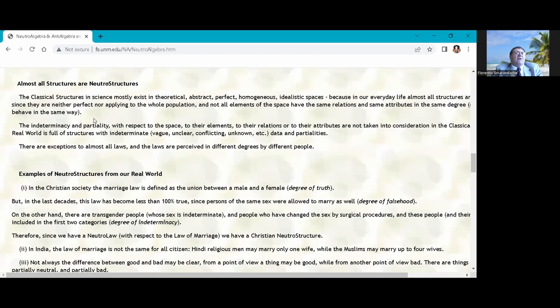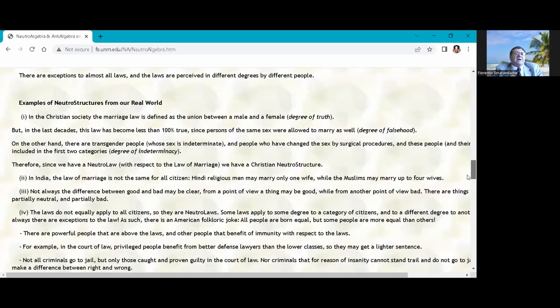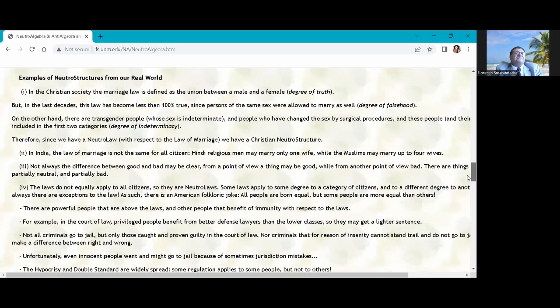As I said before, almost all structures are neutral structures in our everyday life, because we have a lot of indeterminacy, because the operations, relations, and laws are not perfect. They are approximate. We have uncertain data: vague, unclear, conflicted, unknown, or partial data that we know. And then we have also examples of neutral structures.